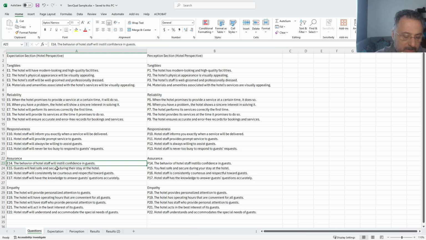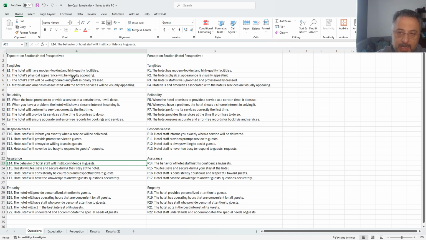First thing is, you remember the RATER, we talked about the RATER, right? There are 22 questions that measure RATER. For example, in tangibles, these are some of the questions. The hotel will have modern looking, high quality facilities. The hotel's physical appearance will be visually appealing. The first questions are for the expectation. So you expect the hotel staff will be well groomed and professionally dressed.